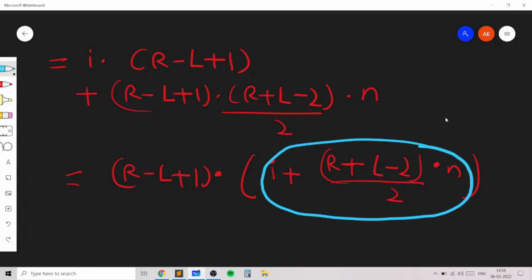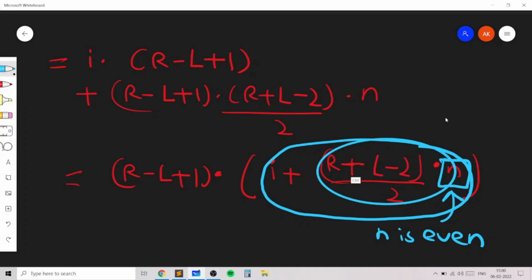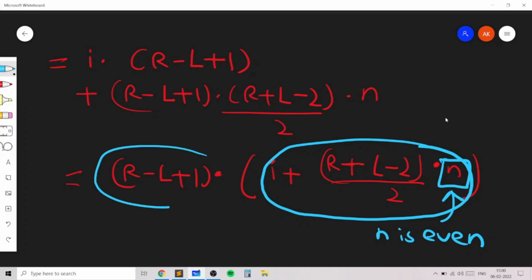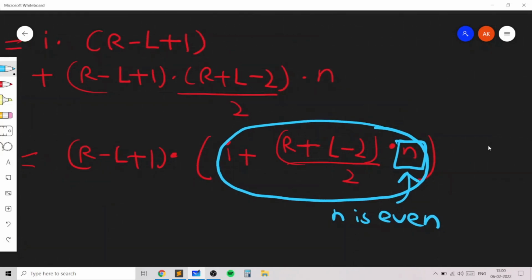The reason why this is an integer is because we know that n is even. So this is where n is even comes into the picture. The reason why n is even was required is because we know that this quantity r plus l minus 2 need not be an integer. However, n is even. n by 2 is an integer because n is even, and that's why when we add an integer to i, and when we multiply it by r minus l plus 1, we get another integer which is a multiple of r minus l plus 1. And now you can see why n is even comes into play.